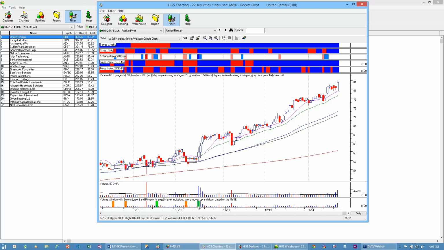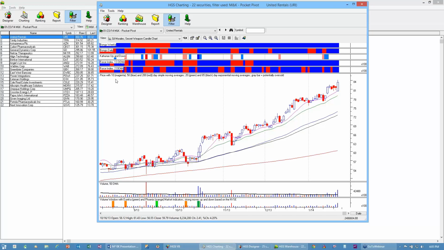Notice that there has not been a Eureka for a long time. This goes clear back to, what is this, October. And that's when the market took off and United Rentals took off at the same time, and it really has not looked back. So that's what this window does. Now this is the volume window with a 50-day moving average line in here. That line represents volume over 50 periods. And then these are all of Gil's moving averages.